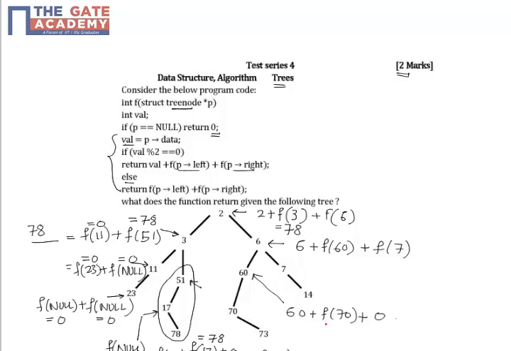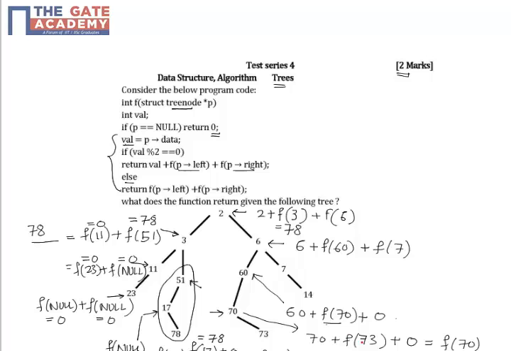So f of 70, I'll call the same function with pointer pointing to 70. So now my pointer is pointing here. What will it return? It will return 70 plus f of 73 plus my left subtree, which is null, so f of null is nothing but 0. So this will be the result of f of 70.